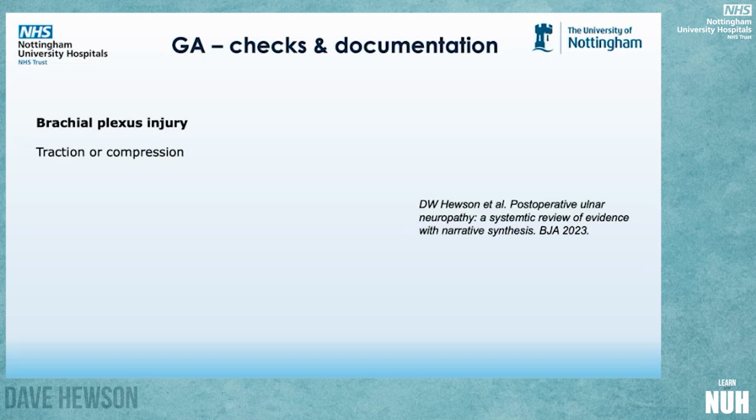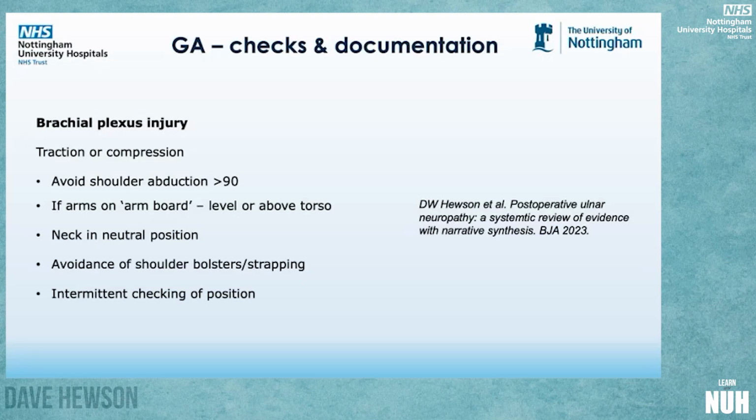Brachial plexus injuries are traditionally described as tractional compression injuries in non-cardiac surgery. The key thing for these is to avoid shoulder abduction of more than 90 degrees. So if we're in that cruciform position, shoulder abduction should be kept to a minimum, just to allow the surgeons to get access to the abdomen. If the arms are on an arm board out in that cruciform, you want them either level or above the torso. You don't want shoulder extension where they're below. Both of those things, extension and abduction, cause stretch and compression of the brachial plexus as it exits at the costoclavicular junction.